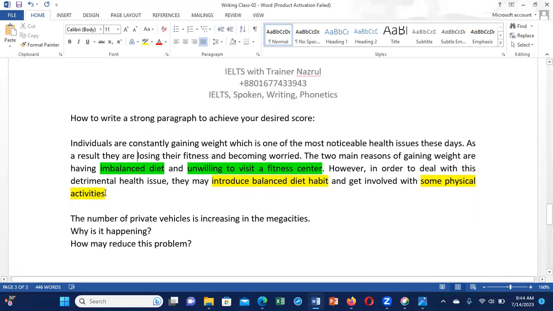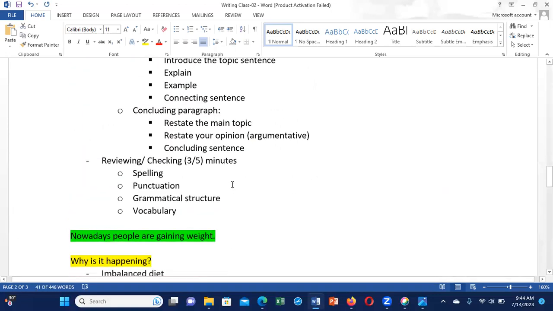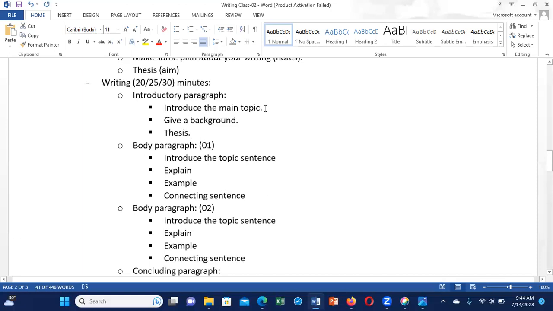All right. So now the question is how will you write the body paragraphs? Always remember the information is given here about your body paragraphs. I'm talking about the thesis sentence. In your introduction, you introduce the main topic, give a background and the thesis. Now I have a question for you. Do you know what thesis means? Any ideas? Maybe the first reason. Yes, that is the aim, your goal, what you are going to write in the body paragraphs.